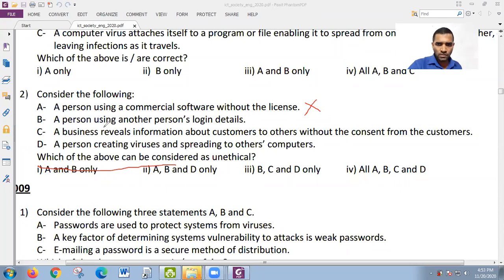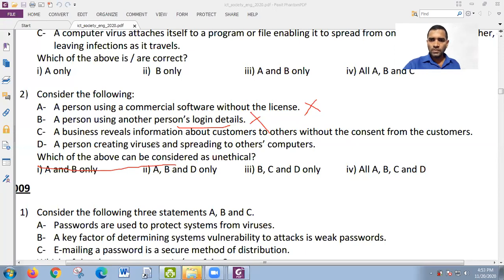B. A person using another person's login details. You cannot do that, right? You cannot use others' login details on your computer. That is unethical, because login details means usernames and passwords. Entering their usernames and passwords and visiting their personal accounts is not an ethical activity. It is not the thing to be done, right? So that is unethical.